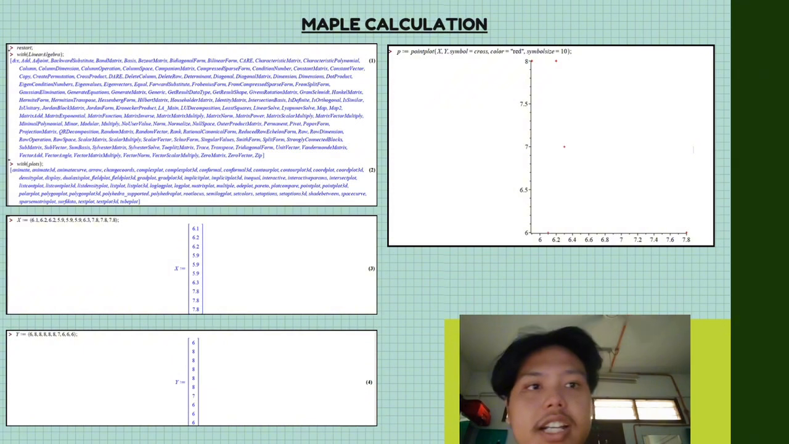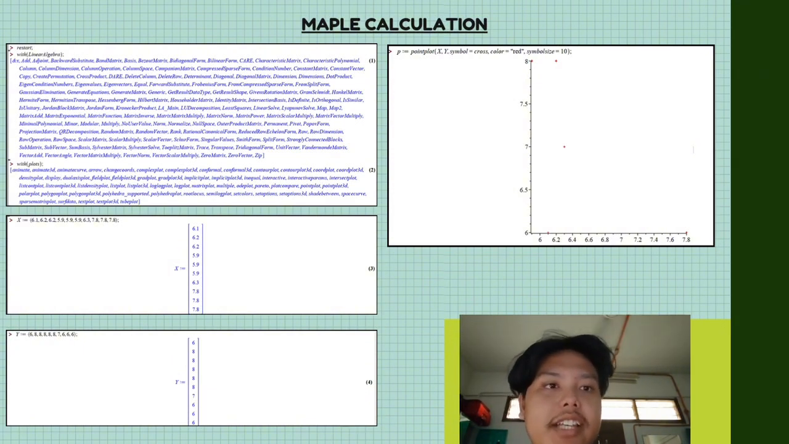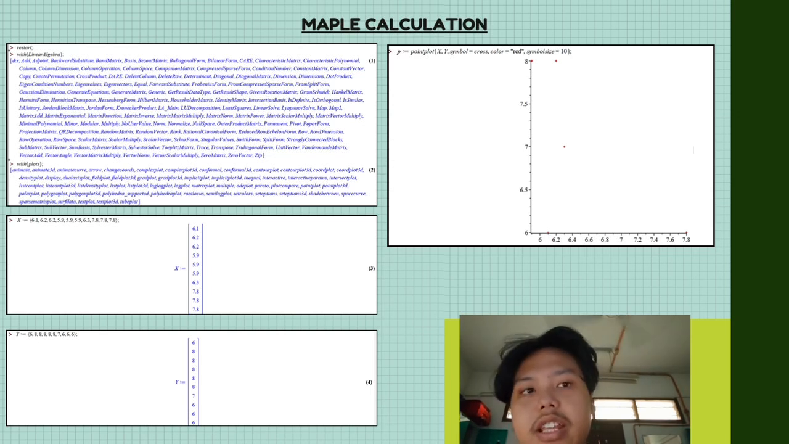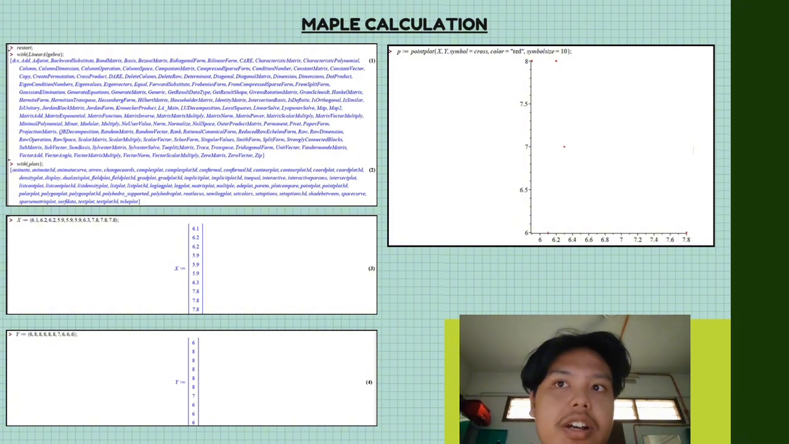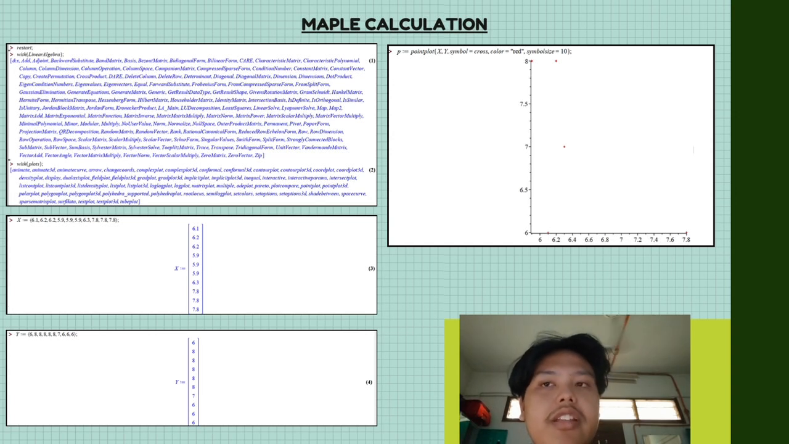So, for the Maple calculation, we use Maple first and do a restart, which is we use the command restart semicolon, and then after that we use with linear algebra and with plots to make sure we are using the linear algebra method. So after that, we insert the data of x and y from our table before, and then after we give the command, we can get the output of x and y.